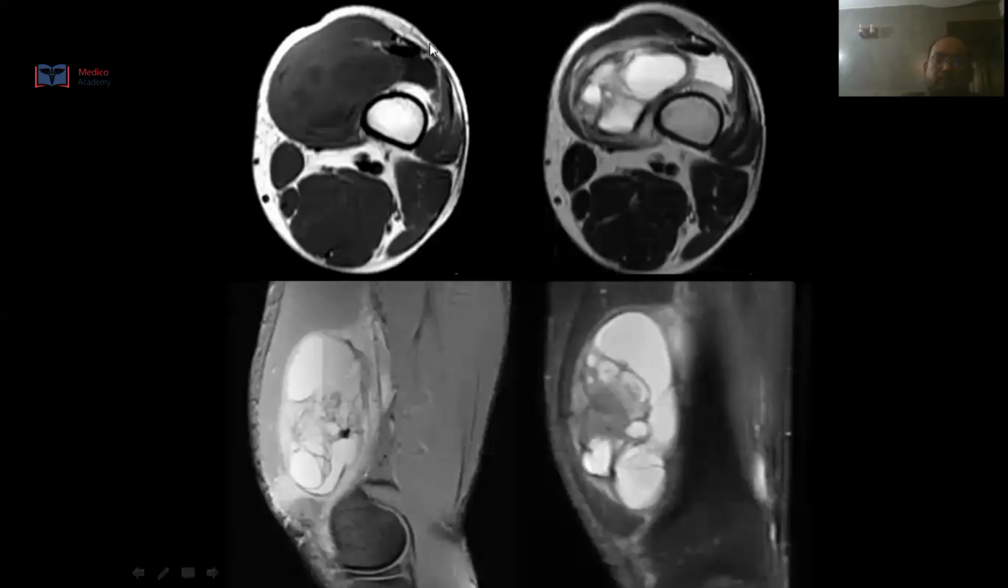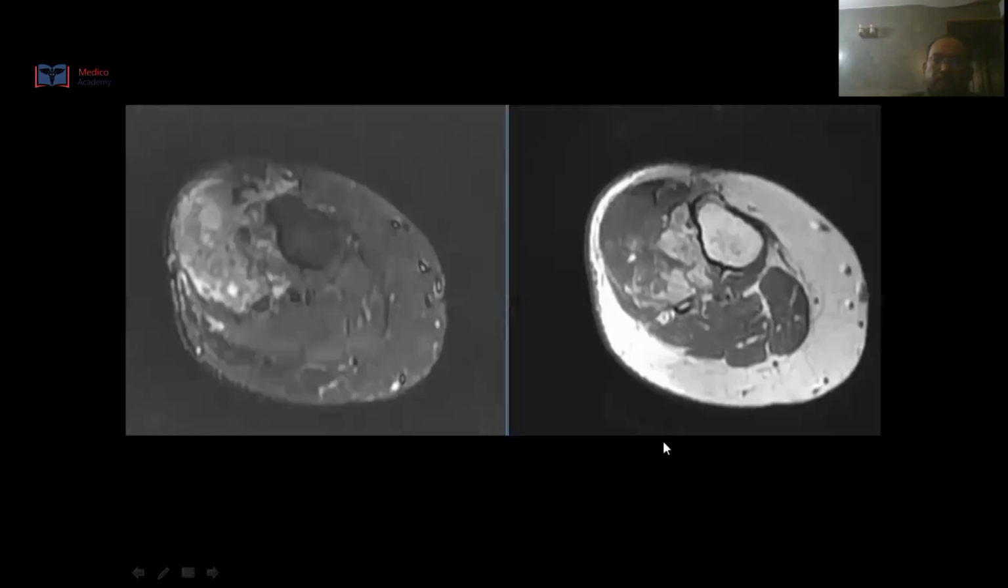This is another example, a post-traumatic case, where you are able to see a large soft tissue lesion with a fluid level, and on post-contrast there is some heterogeneous enhancement. This is a case of a hematoma.